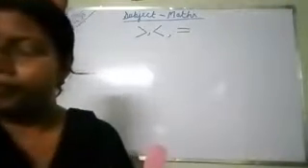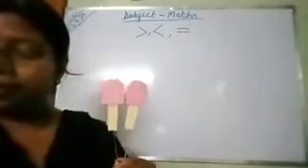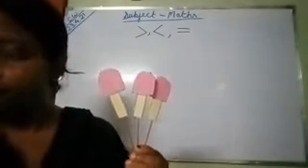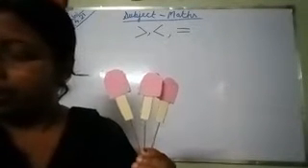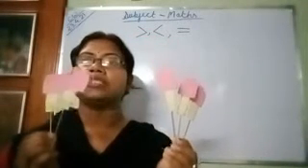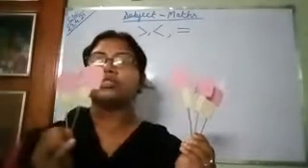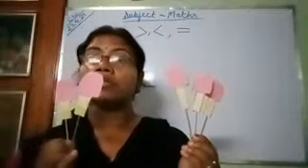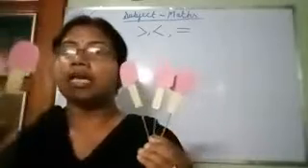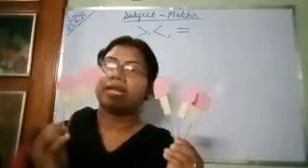Suppose I have ice cream. On this side I have 3 ice creams, and on this side I have 2 ice creams. How many ice creams on this side? 2, and on this side 3. So which side will we open our mouth? This side or this side? Obviously this side, where the things are more. Where the ice cream is more, we will open the mouth on that side only.